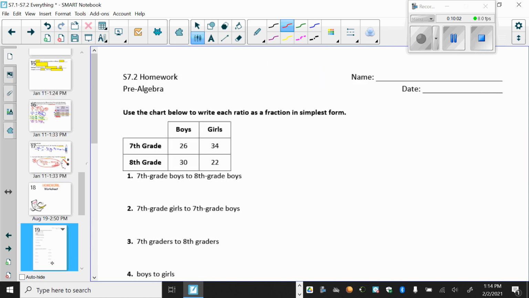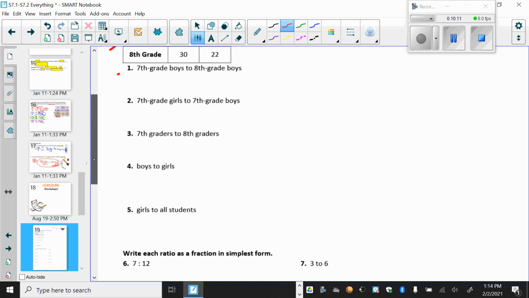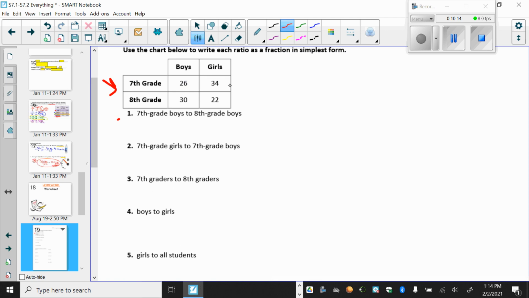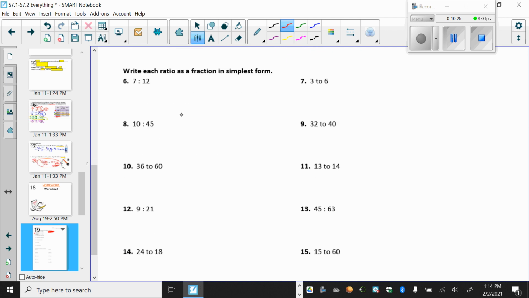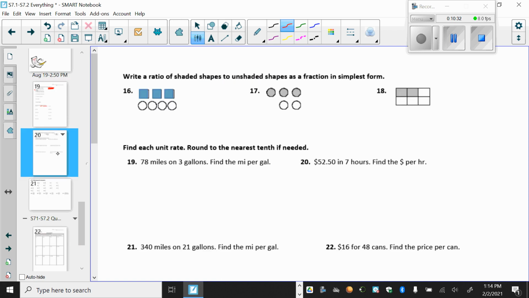All right, homework. Here's our chart. You're going to use this chart to answer the first 5 questions. You probably want to add totals to the columns that we don't give you so you can get the right numbers. And then always simplify it. I'm going to really color that in. See that, please. Then you're going to come down here, and I want you to turn all these into fractions, right? The fraction in simplest forms. And on the back, you're going to make a ratio of shapes as fractions in simplest forms.